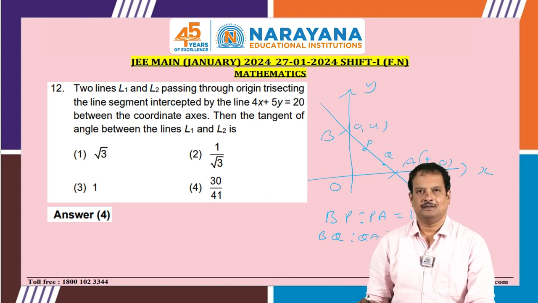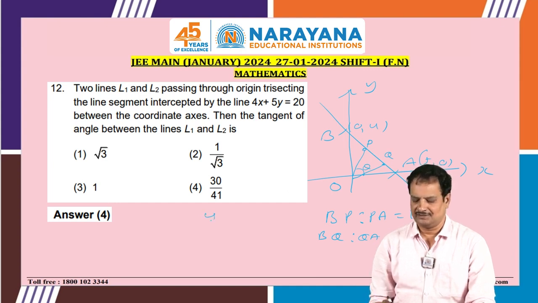Using the section formula, we can find out the coordinates of P and Q. Once you know the coordinates of P and Q, take the slope of line OP and the slope of line OQ, then tan theta between these two. For slope, once you know the P and Q coordinates, simply use the formula (y2 minus y1) by (x2 minus x1). By the section formula anyway, we'll get P and Q coordinates. Then use this formula to get the slope of OP and OQ.